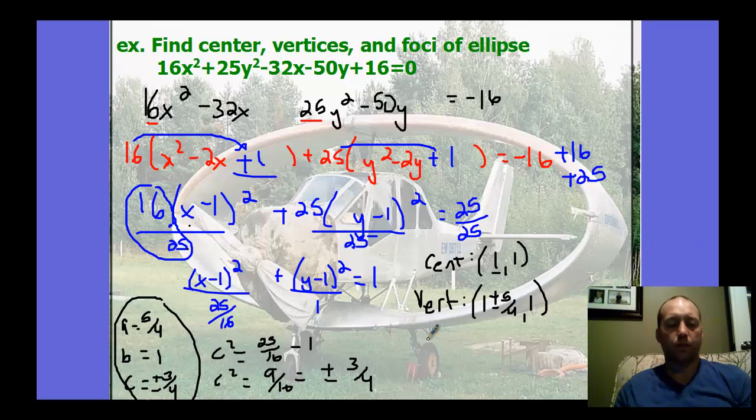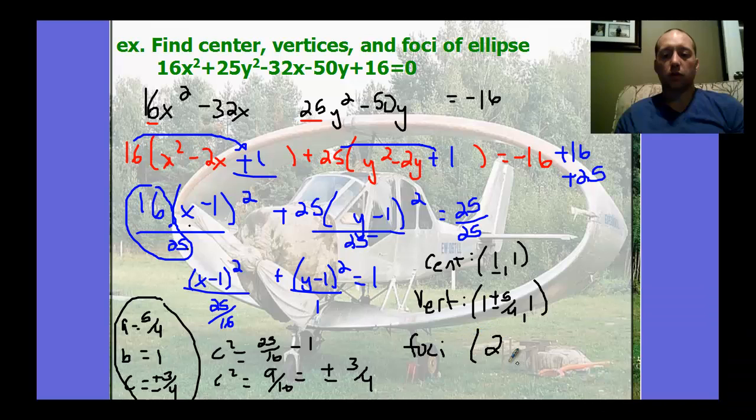We also need the foci. Foci is the same variable, the x value of the center that we're adding to, but you just use b instead of a. So it's going to be (2, 1) if I add the 1, and (0, 1) if I subtract the 1 to that x value. So that's the center, vertices, and foci.